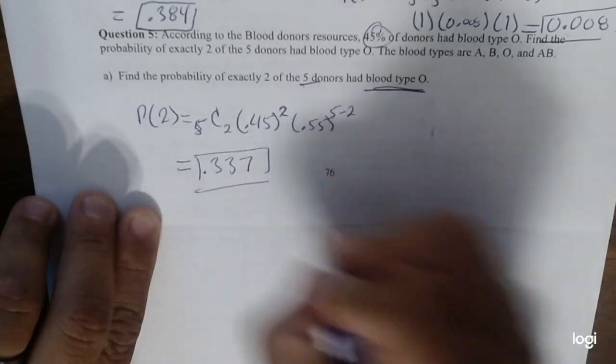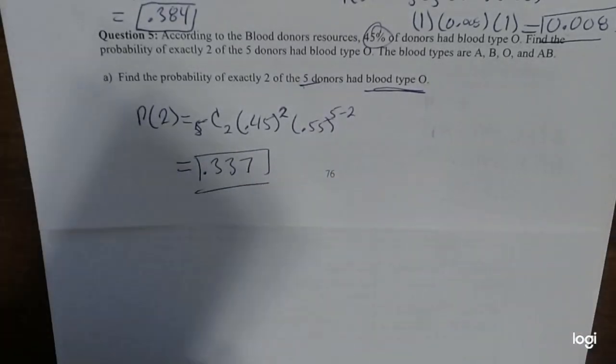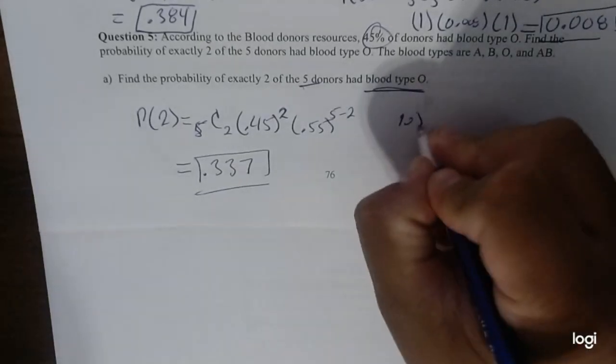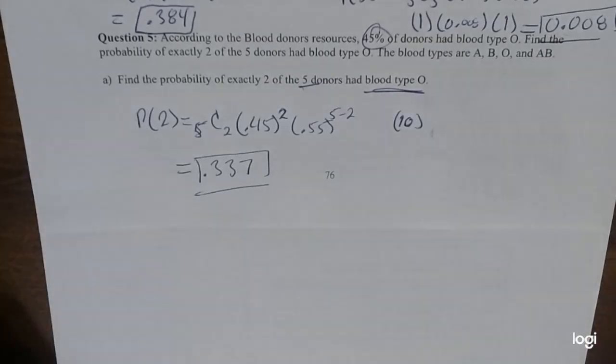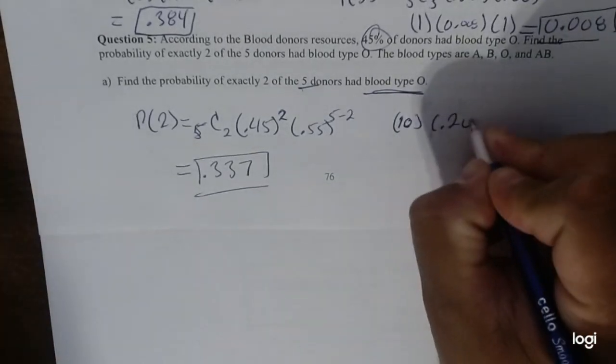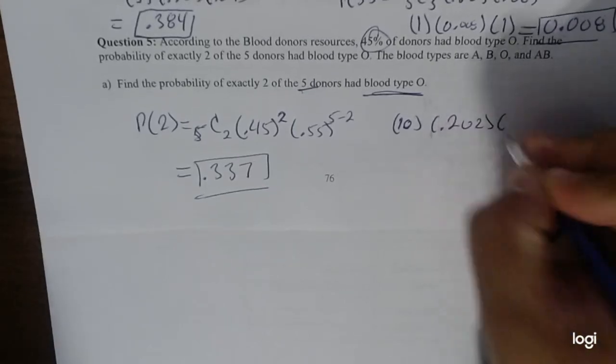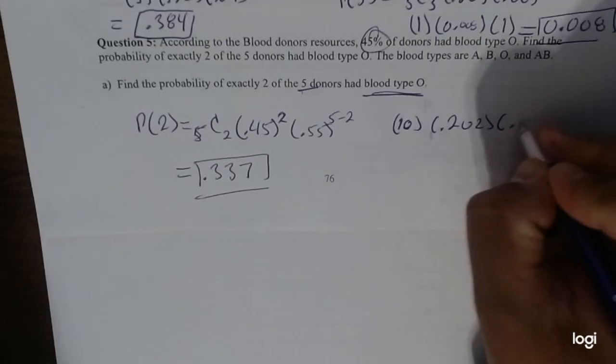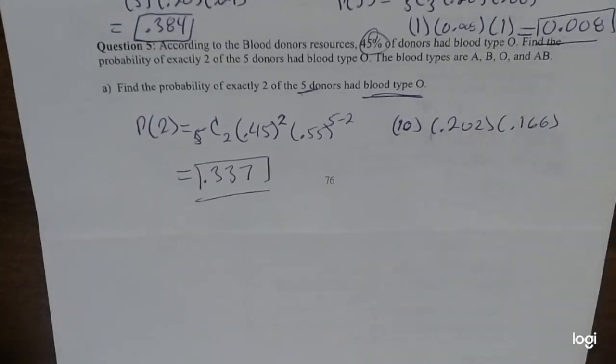Okay, so breaking this down, hopefully you guys got a grand total of 0.337. Okay, so if you didn't get there, I can just quickly go down through it. So 5 choose 2 is 10, and then 0.45 to the second power, 0.202, and then 0.55 to the third power, 0.166, right? And then just multiply them. You should get 0.337 as your answer.